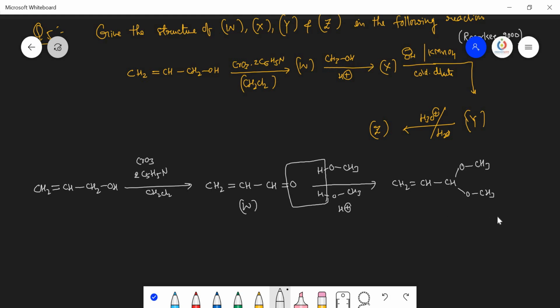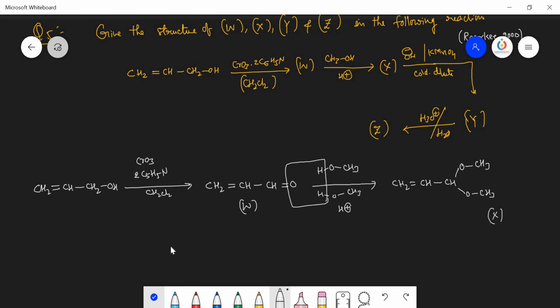Sorry, this is not Y, this is W, X. This is the X molecule. So the X molecule has been created.